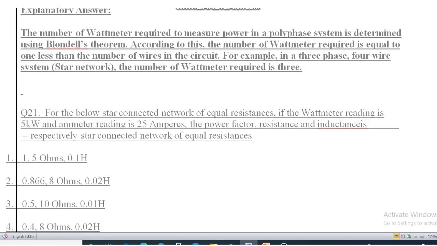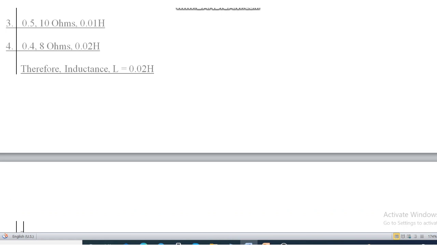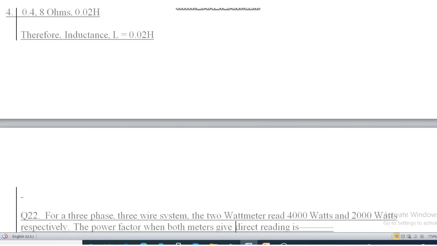Question number 21: For the below star connected network of equal resistance, if the wattmeter reading is 5 kW and the ammeter reading is 25 ampere, the power factor, resistance and inductance are dash respectively, and L is equal to 0.02 H.